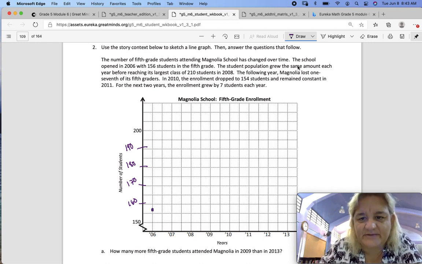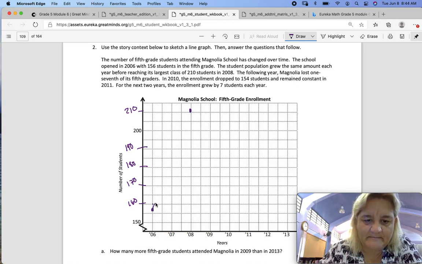The student population grew the same amount each year before rising to its largest class of 210 students in 2008. Okay. So this is 210. And if it rose the same amount each year, that means that this is a straight line, right?